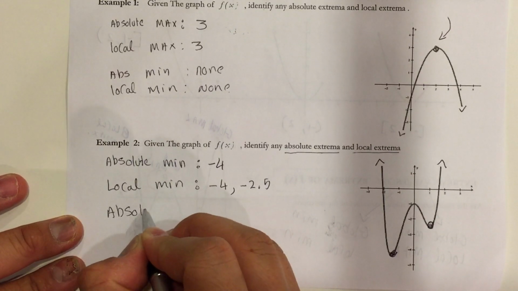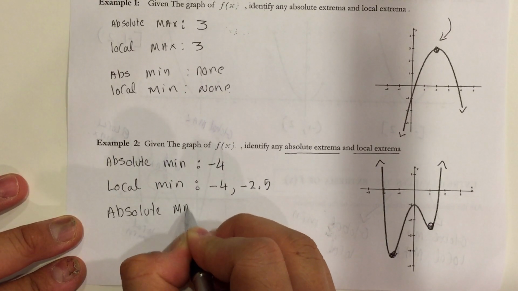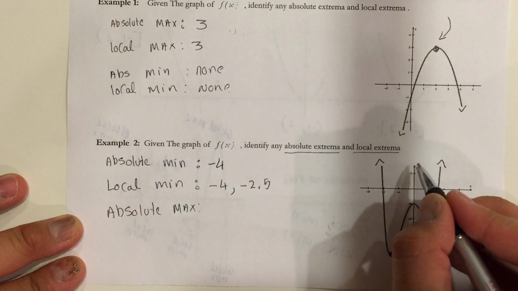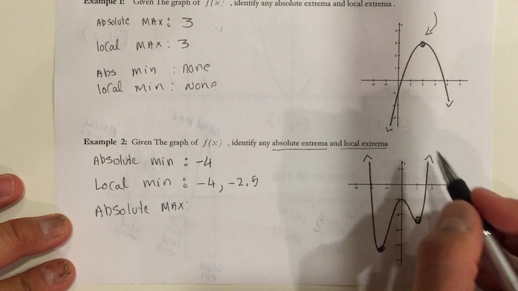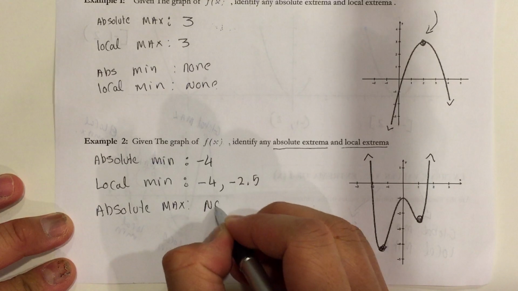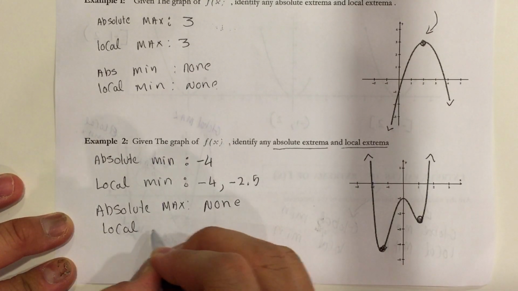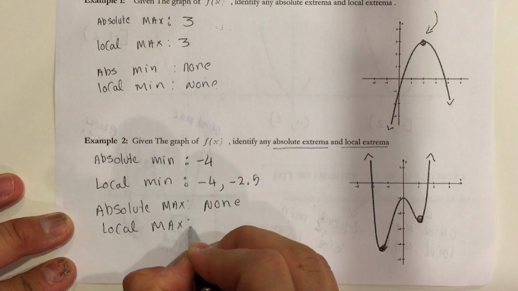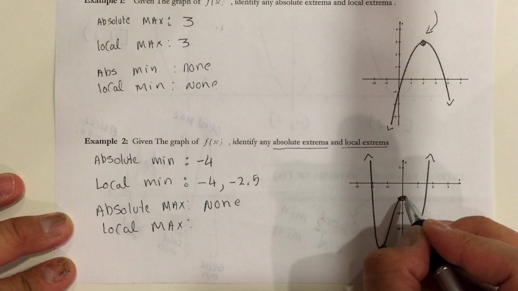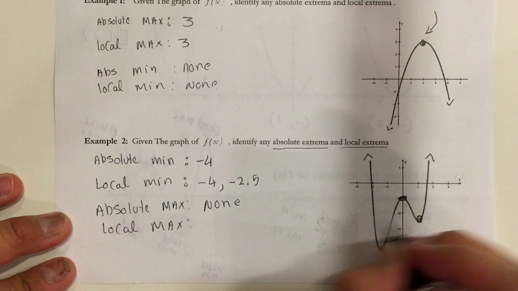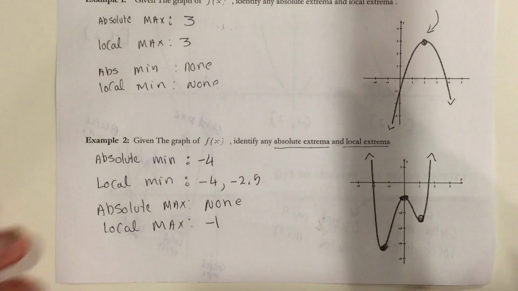Absolute maximum, this has arrows, it's going to continue to climb. So really, the function does not have an absolute maximum. However, it does have a local maximum, and that local maximum exists right there, happens to be -1. Remember that these are the y values, and they're -1.